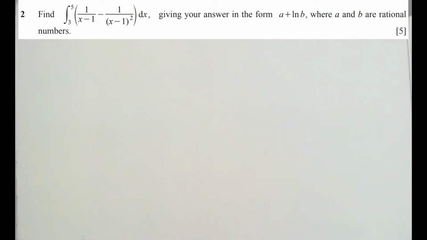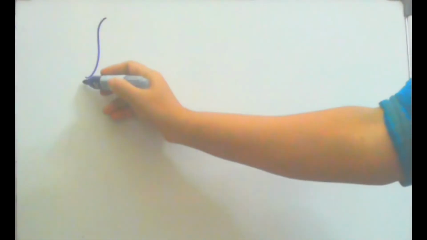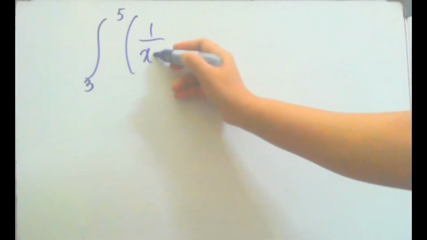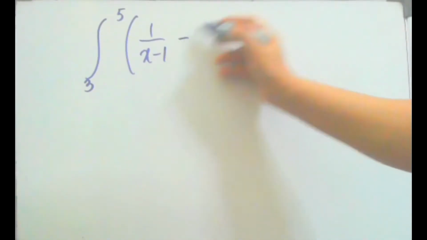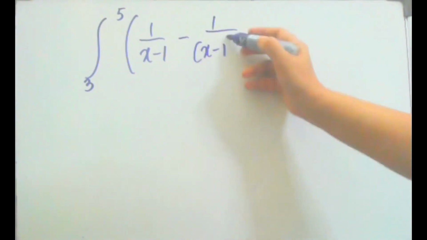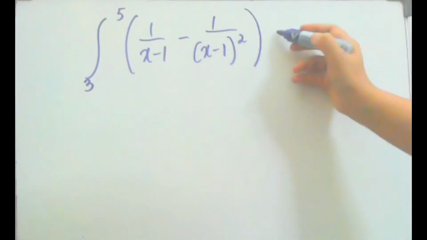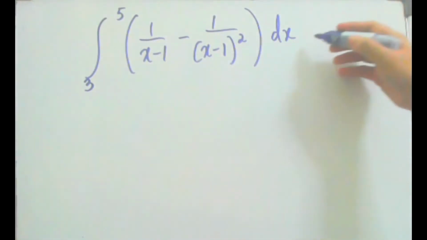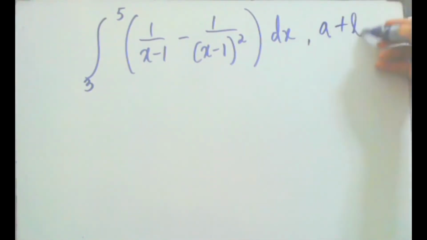Find the integration of two fractions separated by a negative sign. Alright, so this is called limited integration. So 3 to 5, 1 over x minus 1 minus 1 over (x minus 1) whole square dx. So we have to integrate the two fractions, and the answer should be given in the form a plus ln b, where a and b are rational numbers.